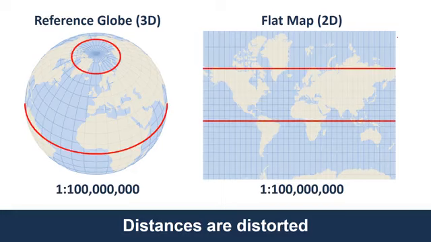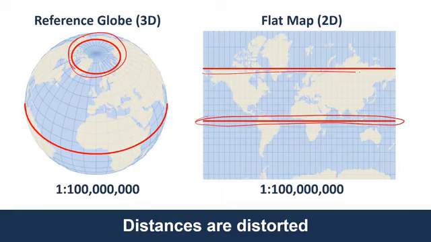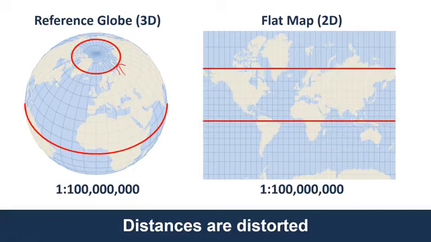Another way to think about distortion is these distances here. So the equator on our globe is the same distance as the equator on the map, but this distance up here is now stretched out to be the same distance as the equator. Obviously on our globe, this distance is less than this distance, but with this particular map projection, these distances are now the same length. So this line that's closer to the North Pole has been distorted. It's been stretched out to match the distance at the equator.